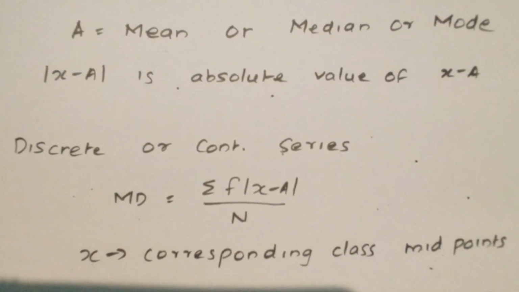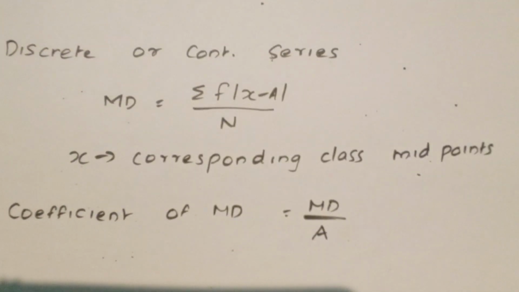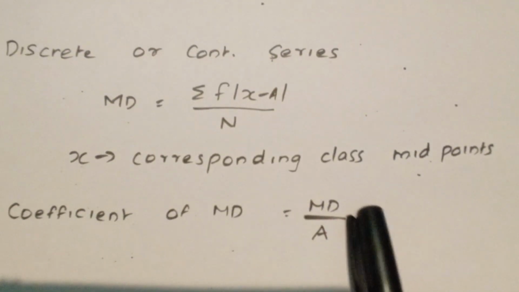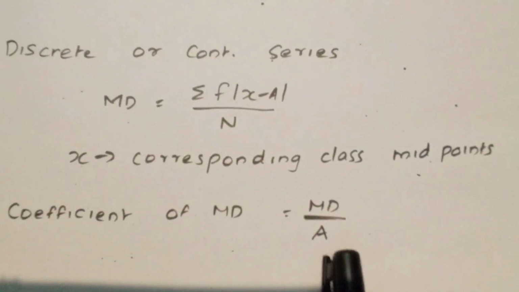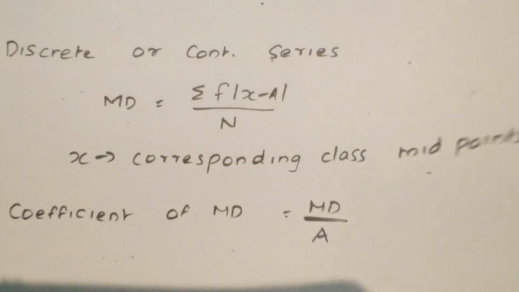Now one more thing we can calculate here is the coefficient of mean deviation. The coefficient of mean deviation is mean deviation divided by a, and a is either mean, median or mode, whatever average we are calculating from the problem. Okay, so without much further ado, let's move on to today's problem.